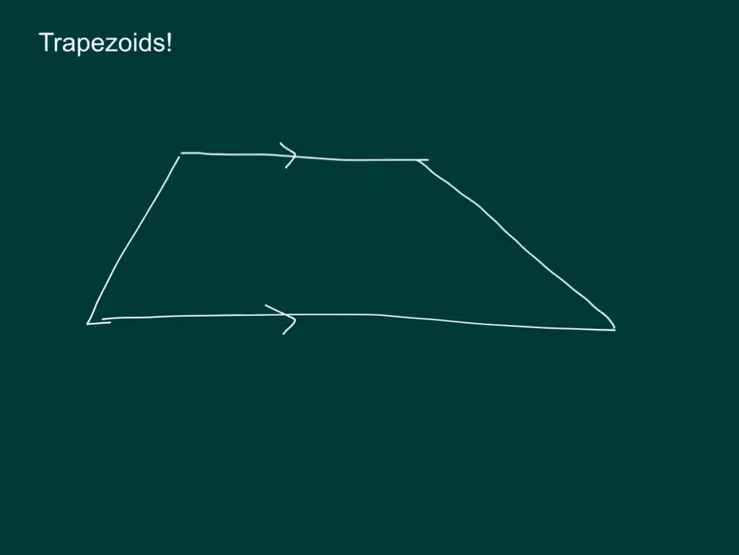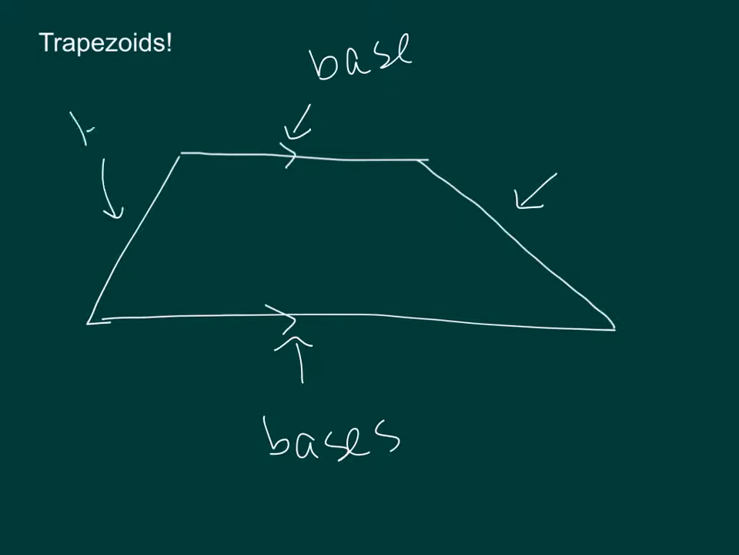I'm going to talk a little bit about a trapezoid. A trapezoid is a quadrilateral, so it has four sides. And it has two sides that are parallel. And the sides that are parallel are called the bases. So in a trapezoid, there are two bases. And the sides that are not parallel are called the legs.